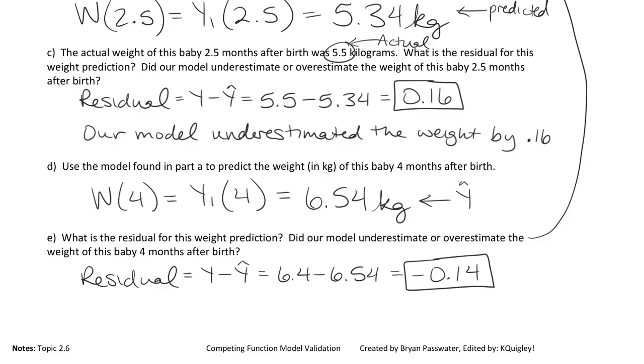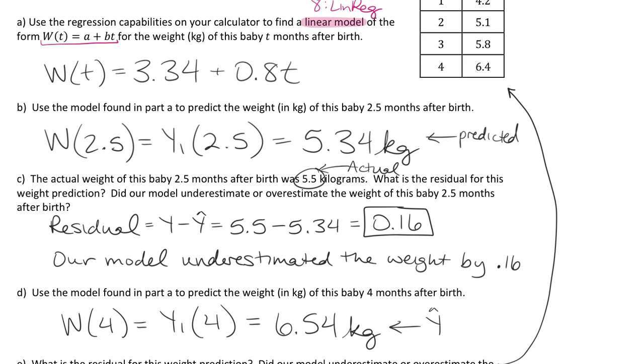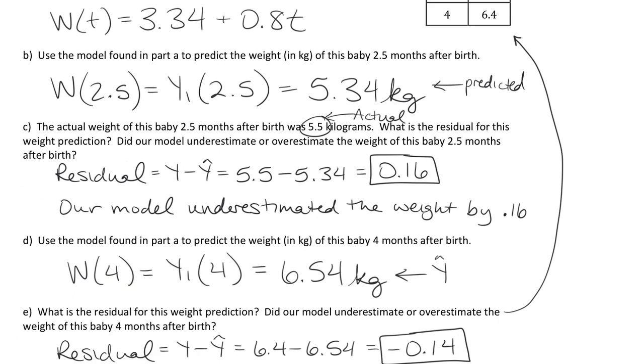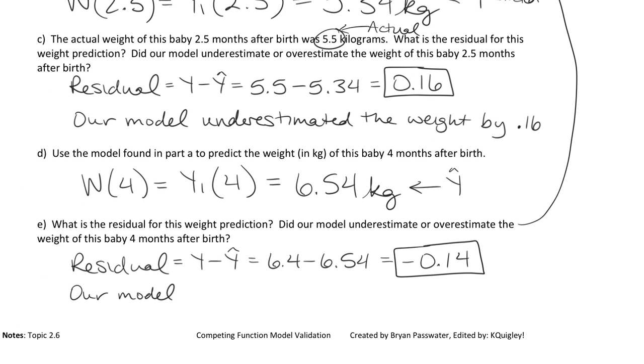Do you agree? So does that mean that our model over or underestimated? Under. Where are you getting 6.4 from? Where are you getting negative from? Okay, let me address both of those questions. Where am I getting 6.4 from? Again, in the table, it told me at 4 months old. And then you said, how did I get negative? 6.4 minus 6.54? 6.54 is larger.